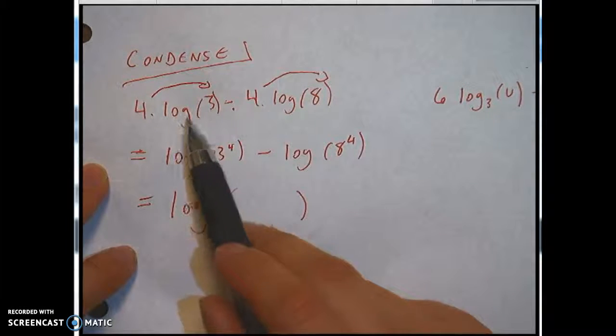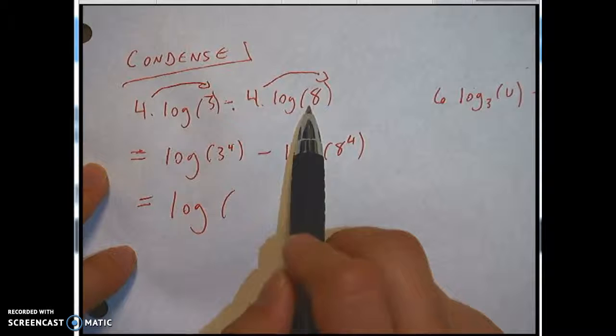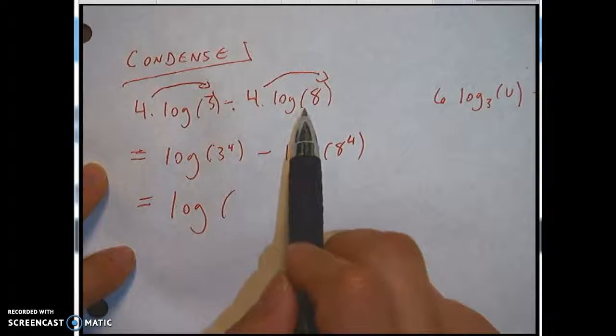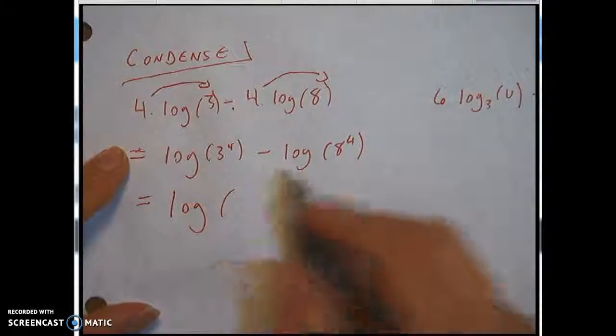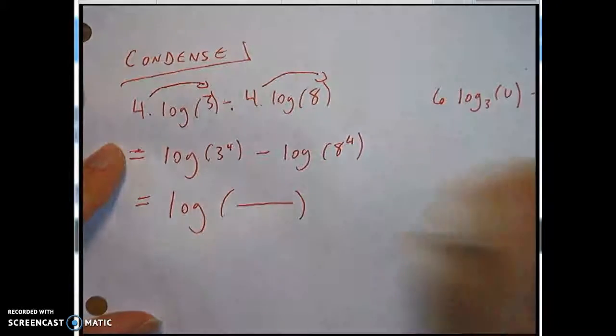These things can only be combined if the base was the same. They're both base 10, but if that was a base 5 and that was a base 4, then you couldn't combine them in this way. But since they're the same base, we can do that. That minus sign is going to become division, so I'm going to have a fraction in here.